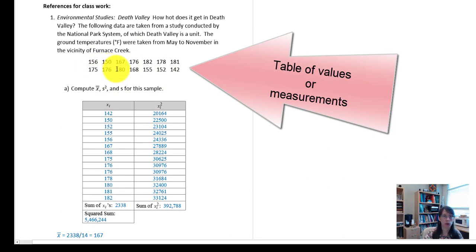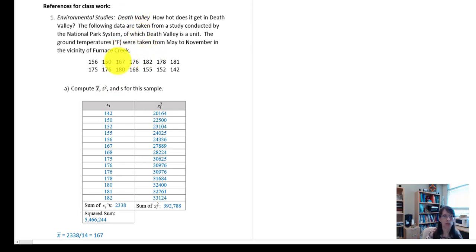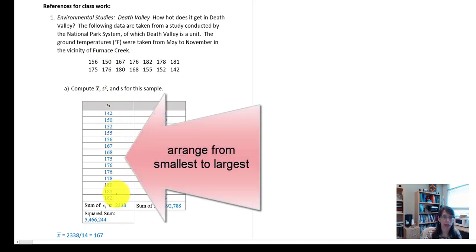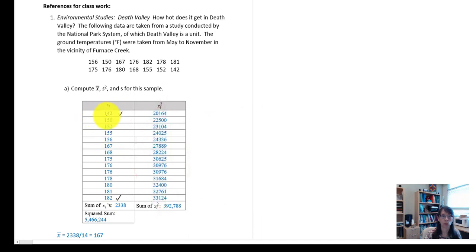These are in no particular order, but as you notice in the table, I'm going to put these values in numerical order from smallest to largest. So 142 was our smallest data value, and 182 is the largest measurement. In other words, 142 is the coolest temperature, which doesn't seem very cool on the Fahrenheit scale, and 182 is our hottest temperature. So we have a table of all of our x values compiled.